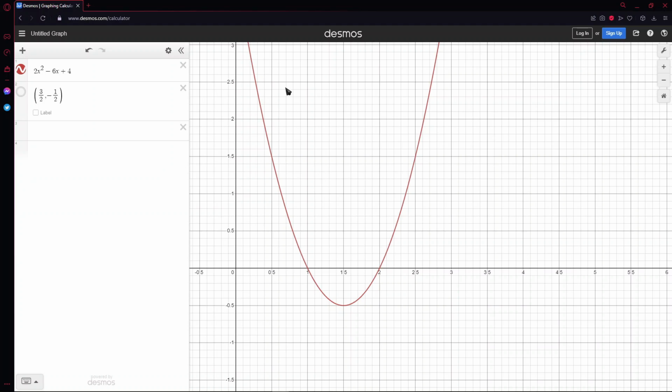To check our solution, we can plot this graph on Desmos, and then we can see where the graph intersects. It intersects at 1 and 2, which checks out, and then it also hits a minimum point at 1.5, negative 0.5. This means that our solutions were correct.